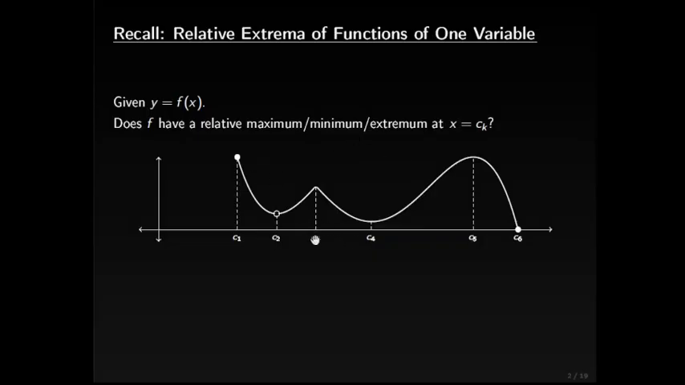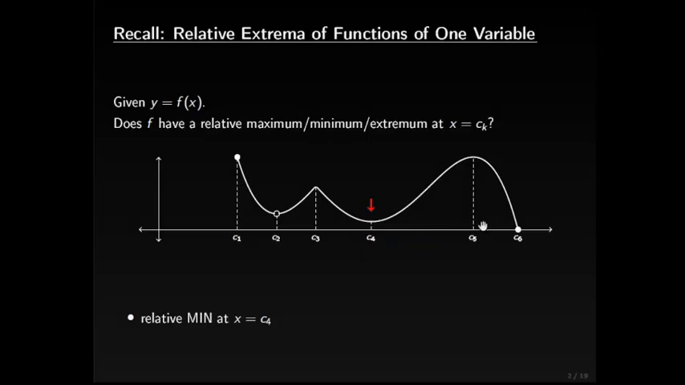Now, we consider the points near C3 and near C5. Note that for every x in some open interval around C3, f of x is less than or equal to f of C3. Similarly, for every x in some open interval around C5, f of x is less than or equal to f of C5. And so we say f has a relative maximum at x equal to C3 and at x equal to C5.